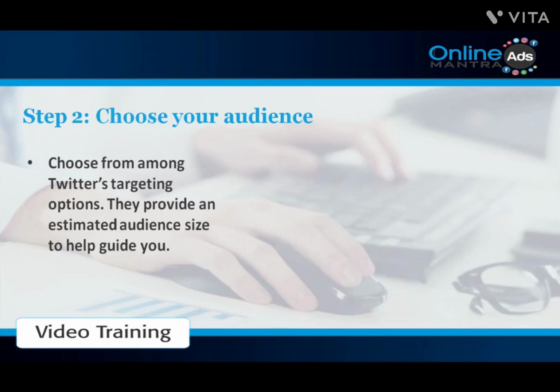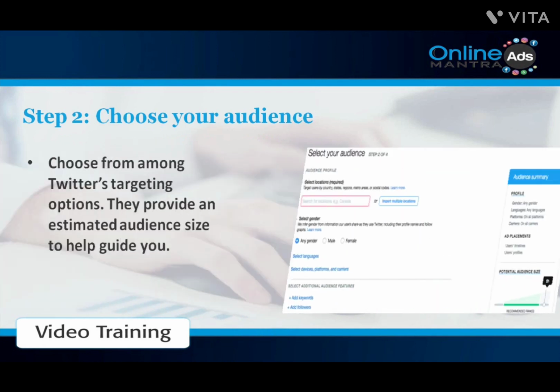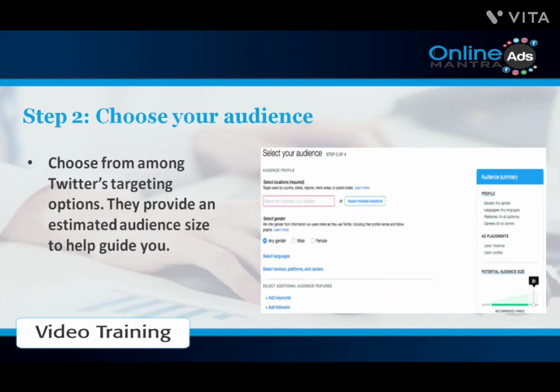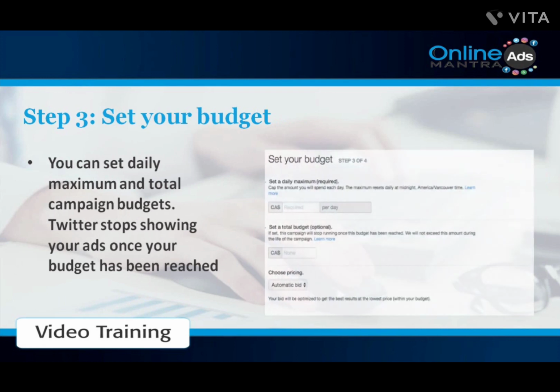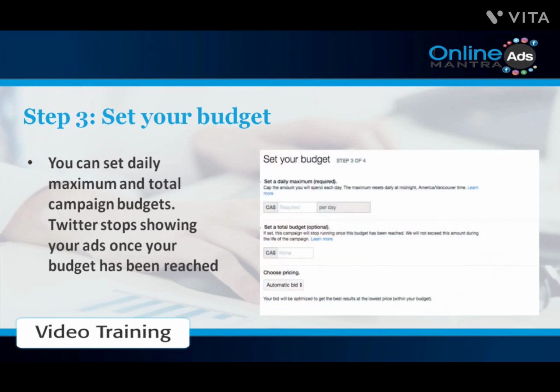Step 2. Choose your audience. Choose from among Twitter's targeting options. They provide an estimated audience size to help guide you. Step 3. Set your budget. You can set daily maximum and total campaign budgets. Twitter stops showing your ads once your budget has been reached.